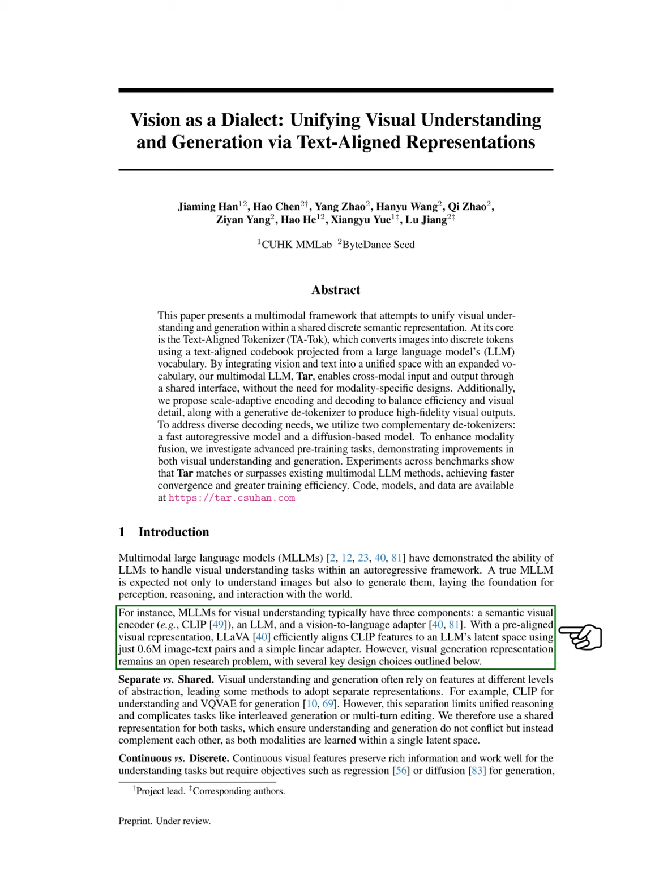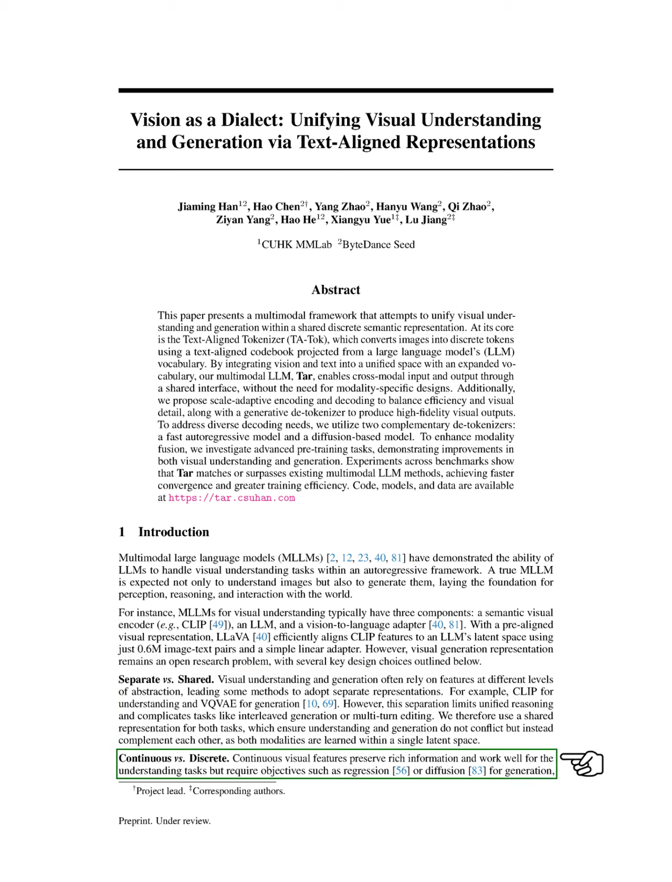However, visual generation representation is still a challenge, with several important design choices to consider. We explore the idea of using shared representations for both visual understanding and generation, as separate representations can complicate tasks and hinder unified reasoning. By using a shared representation, we ensure that understanding and generation complement each other within a single latent space. We also address the choice between continuous and discrete features.